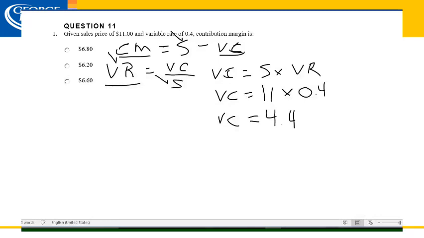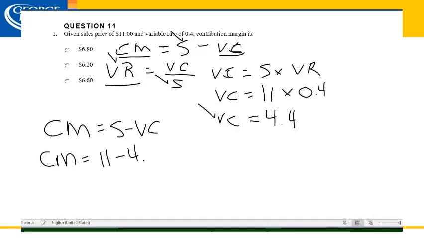Okay, so now we got that. And with our sales price, we can calculate our contribution margin. So our contribution margin is our sales minus our variable costs. So $11 minus $4.40 works out to be $6. I guess I could have done this in my head. $6.60. And in this case, it would be C, so we would select C.